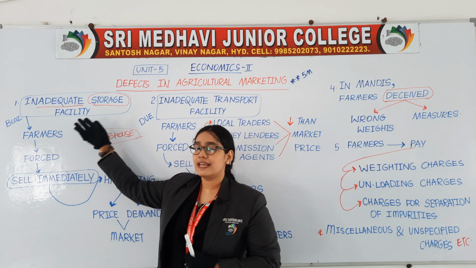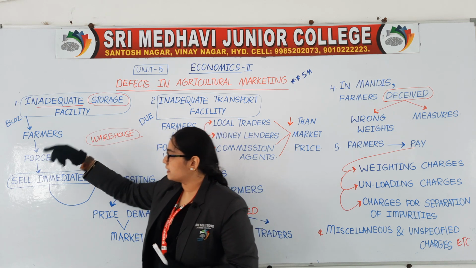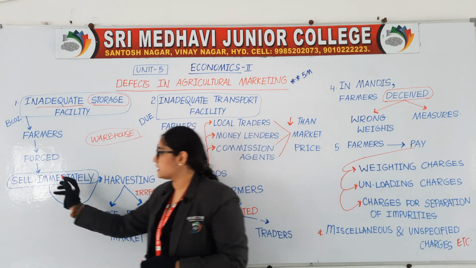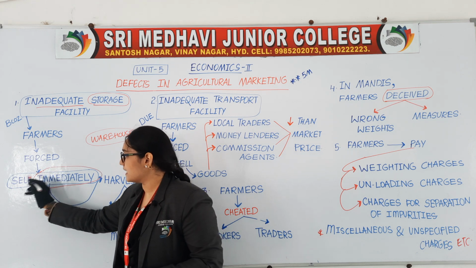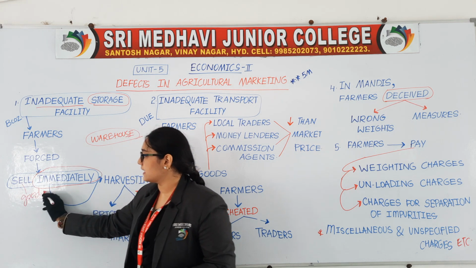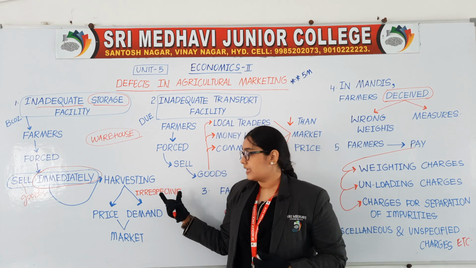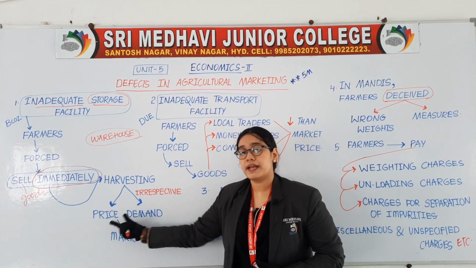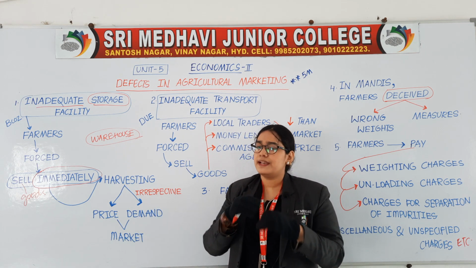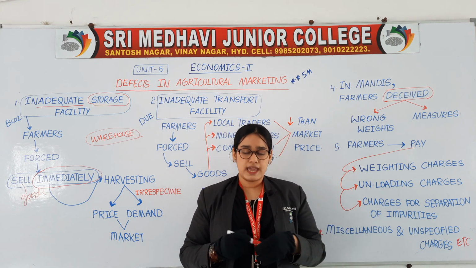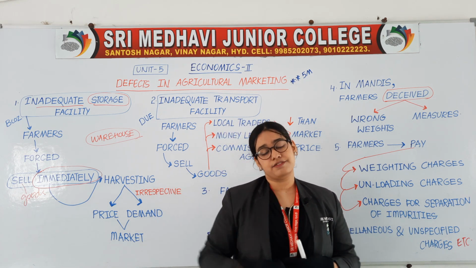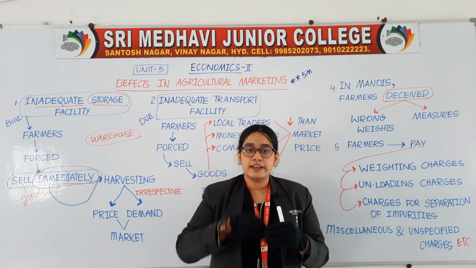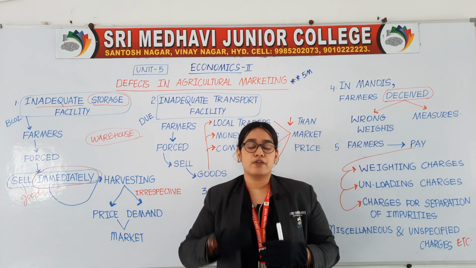Because of inadequate storage facilities, farmers are forced to sell the products immediately after the harvesting, irrespective of the price and demand in the market. Irrespective of price and demand here means, for example, any seller, any person who is doing selling activity, obviously he will have a profit motive in his mind. Whatever he is selling, he must get some profit from it.